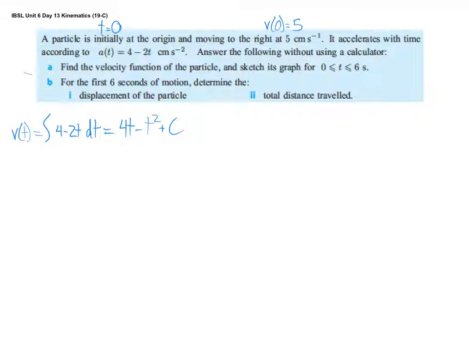So what does C have to equal here? 5. It has to equal 5, because if I plug in a 0 for t, I get 0 minus 0 plus C. That has to equal 5. So now I know v of t is 4t minus t squared plus 5. Okay?